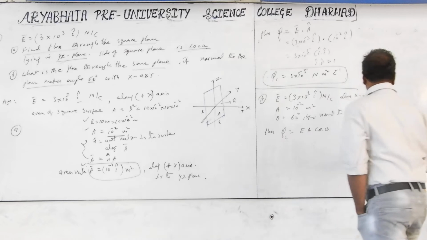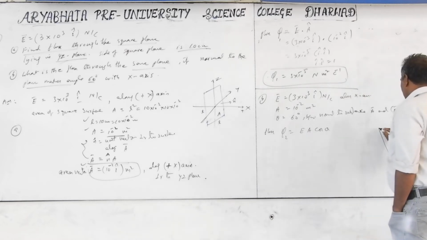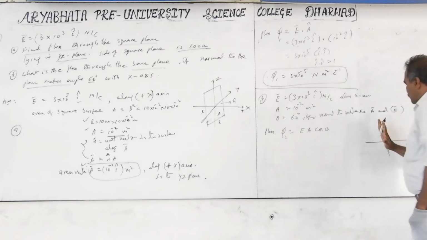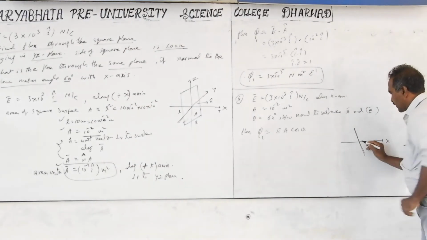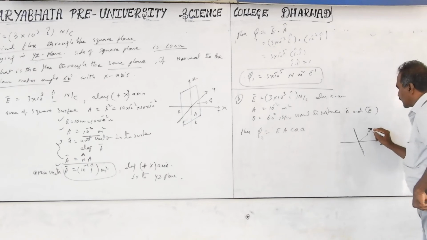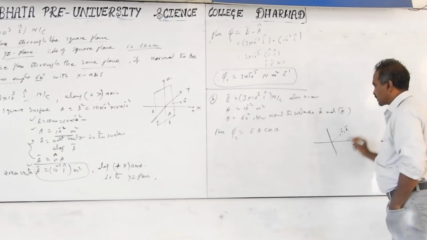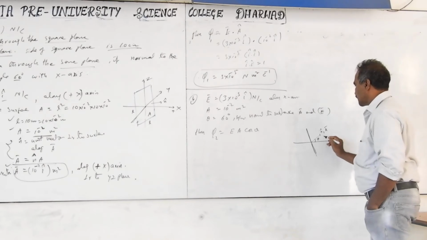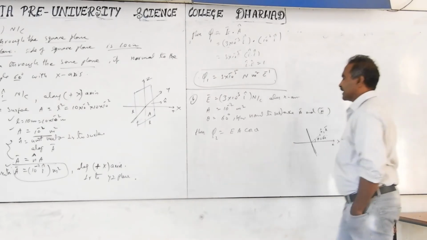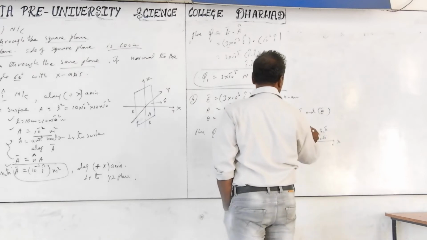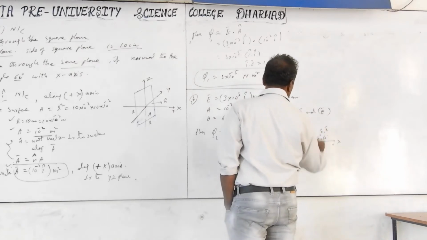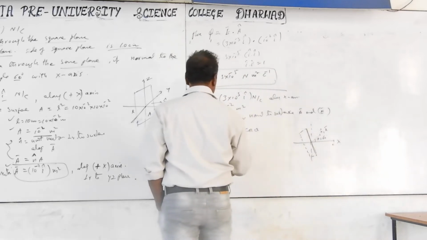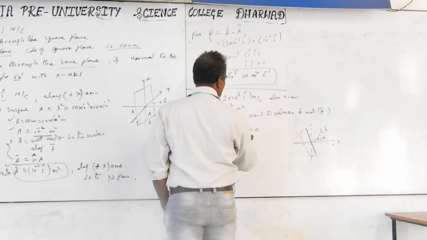We can make a diagram for this. This is the plane, and this is the x-axis. You are seeing the plane like this. The area vector is n cap or A bar, in this direction, normal to the surface. The angle between the area vector and the x-axis is theta equal to 60 degrees. This is the x-axis, and this is the y-axis.